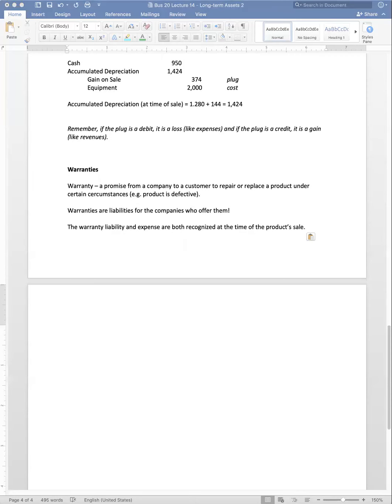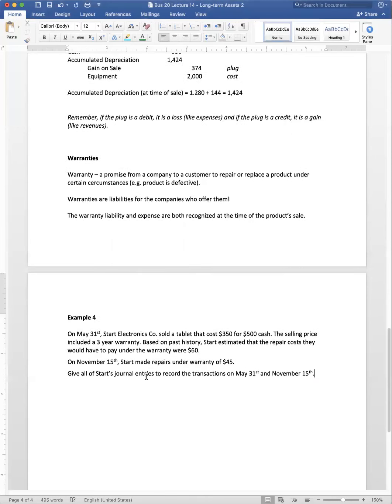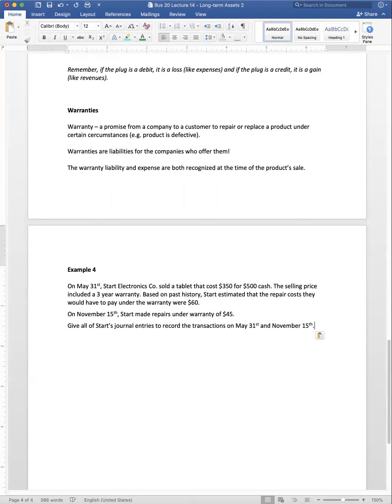Okay, so let's do an example. On May 31st, Start Electronics Company sold a tablet that cost $350 for $500 cash. The selling price included a 3-year warranty. Based on past history, Start estimated that the repair costs they would have to pay under the warranty were $60. Okay, and it turns out on November 15th, they made repairs under warranty of $45. Okay, so we're going to give all of their journal entries to record the transactions on these dates.